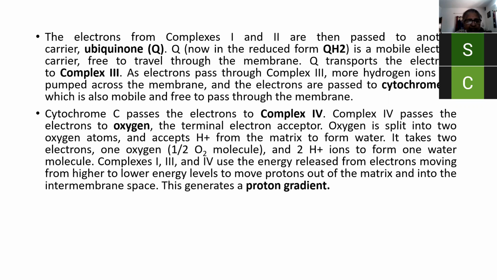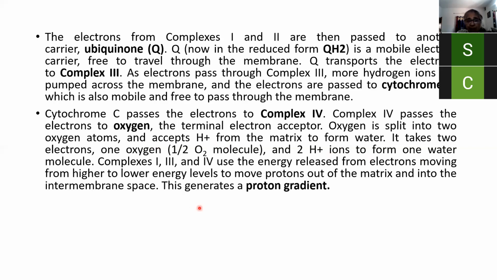Therefore, it will transfer the electrons into what? Into complex 3. So as the electrons pass through complex 3, more hydrogen ions are pumped into the membrane, and then the electrons are passed through the cytochrome C, and then it will go to complex 4. Now in complex 4, it passes the electrons to the oxygen. So the oxygen is split into 2 oxygen atoms, accepts protons from the matrix and forms water. So 1 oxygen atom, 2 protons and 2 electrons will form water.